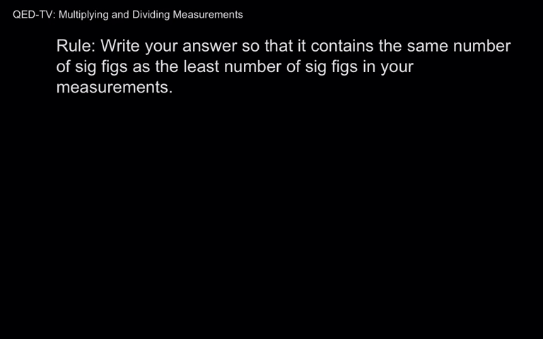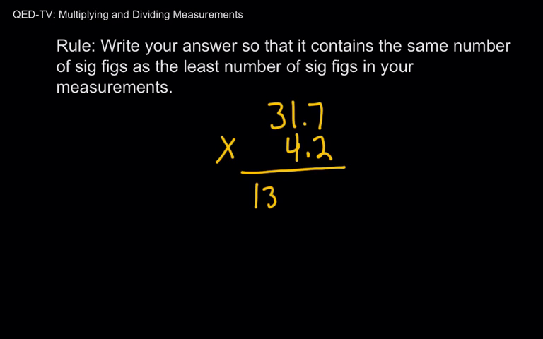So let's start in with some problems here. Let's take 31.7 units of something times 4.2. And you can always start by doing this on the calculator. And if I did this on the calculator, I'm going to get 133.14.